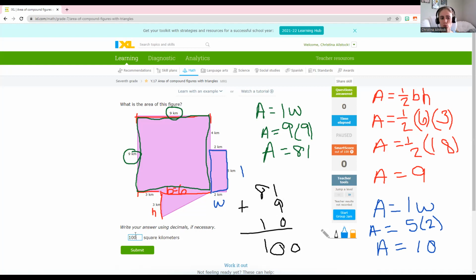All right, we'll go ahead and do one more example together so we can see another one, because all of the different compounded shapes you get will look a little bit different, but don't be afraid, they will all be of this format where it's a combination of triangles, rectangles, and squares.